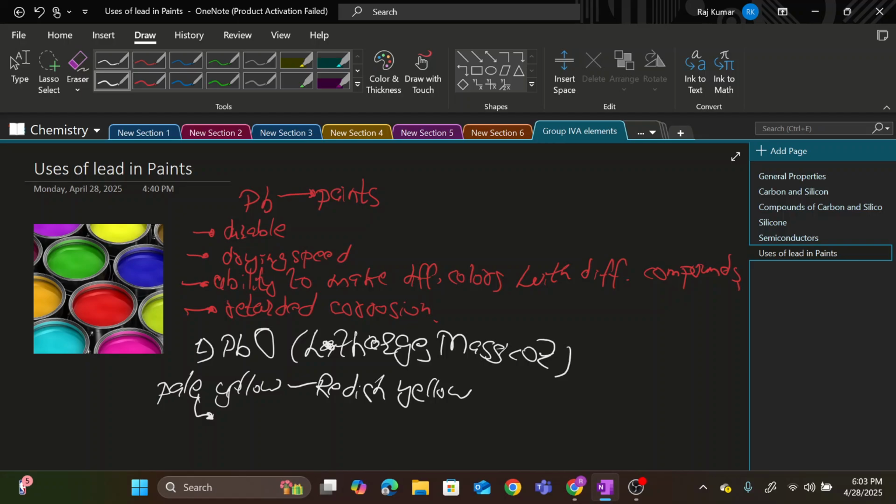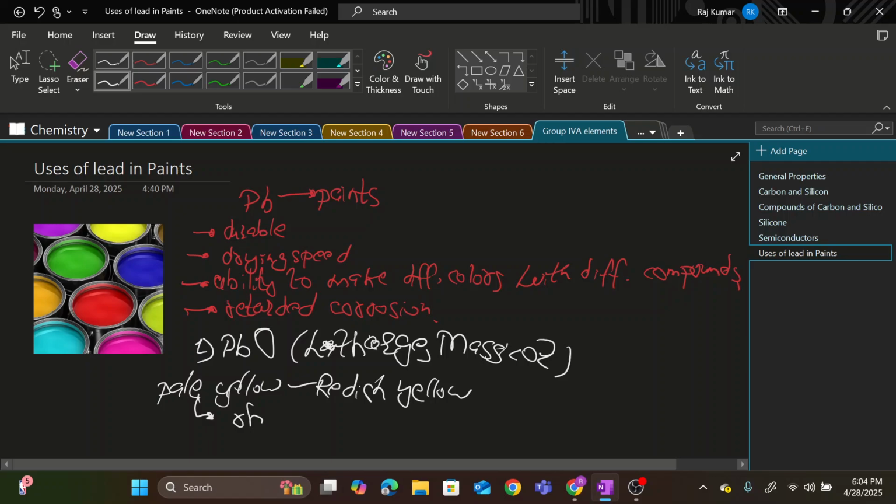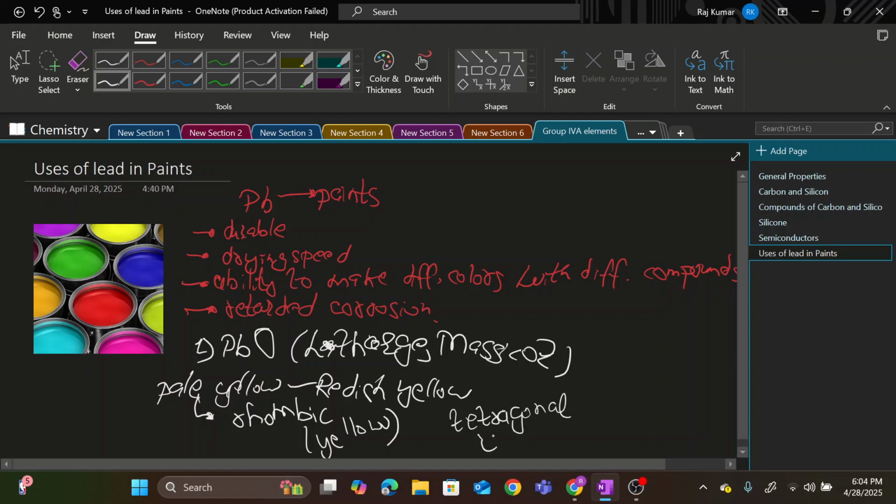That is because of the presence of both crystalline forms: the rhombic form of lead oxide, which is yellow in color, and the tetragonal form, which is red in color.